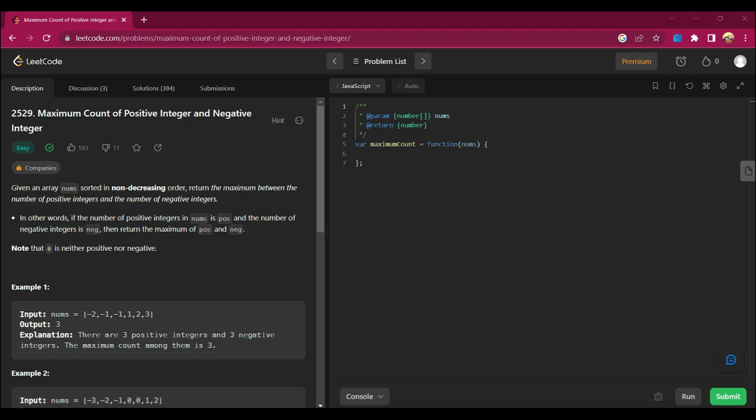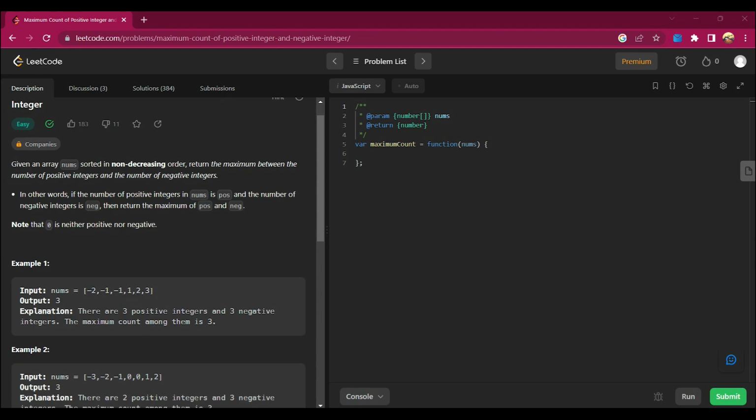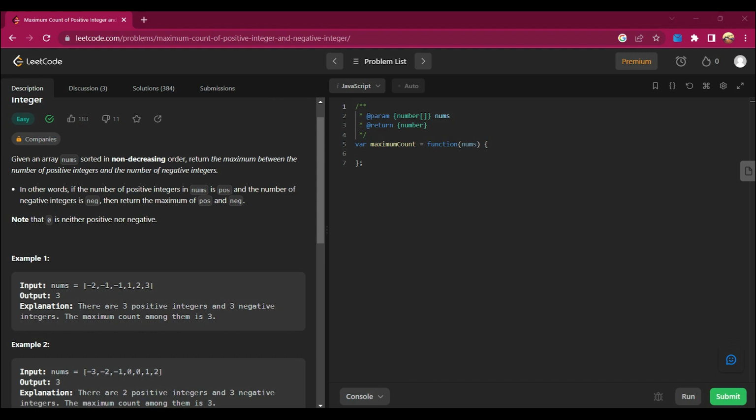Today we are going to solve a new LeetCode question with the help of JavaScript, that is Maximum Count of Positive Integer and Negative Integer. The question says, given an array nums sorted in non-decreasing order, return the maximum between the number of positive integers and the number of negative integers. In other words, if the number of positive integers in nums is pos and the number of negative integers is neg, then return the maximum of pos and neg. Note that 0 is neither positive nor negative.